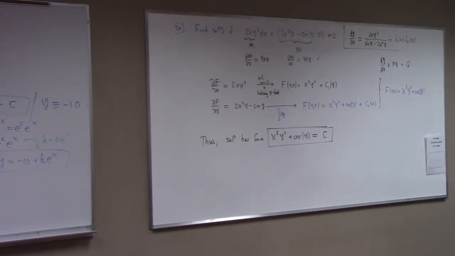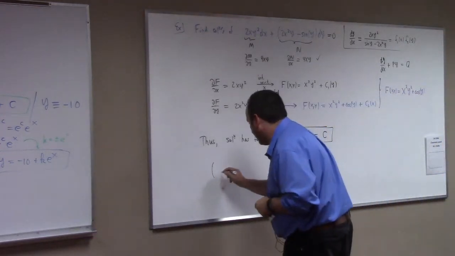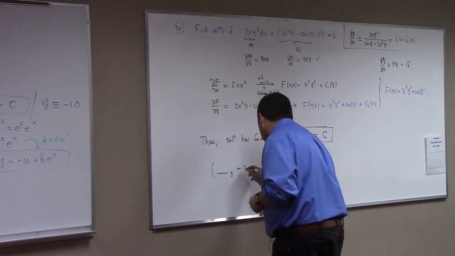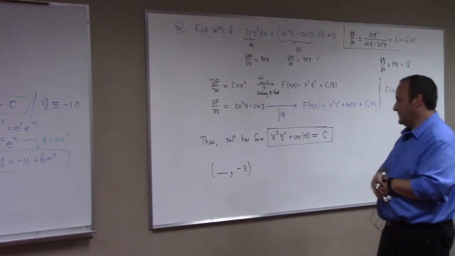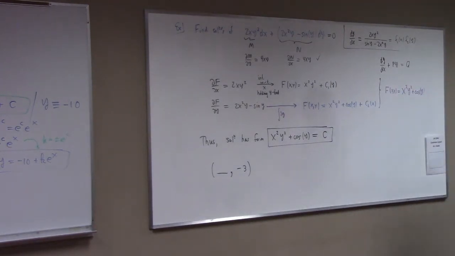Now, if we wanted to find a specific solution through a given point, then we would need more data, right? Do you guys want to pick a point and see if we can find the solution through it? Let's do it. I will choose the y-coordinate. Let's suppose it's -3. So you guys find an x-coordinate.